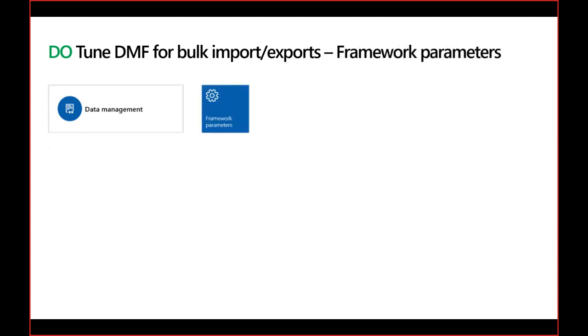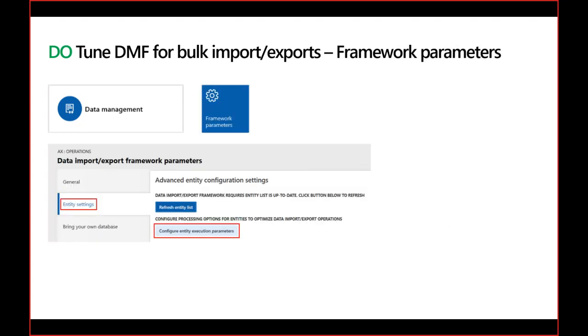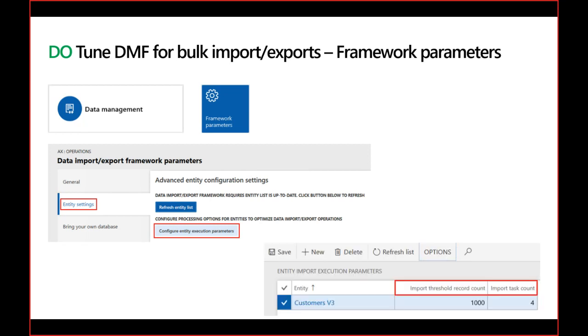The other place within data management is in the framework parameters. If you go to the entity settings and configure entity execution parameters, you can set up, for a certain entity, parameters like the import threshold record count and the import task count. This will enable you to do some parallelism within the import. For example, with 4 threads available and 4 cores available, for example, in the AOS backend, and having the import threshold record count set to 1000, you can then split your workload in bunches of 1000 records, and they can be processed in parallel.